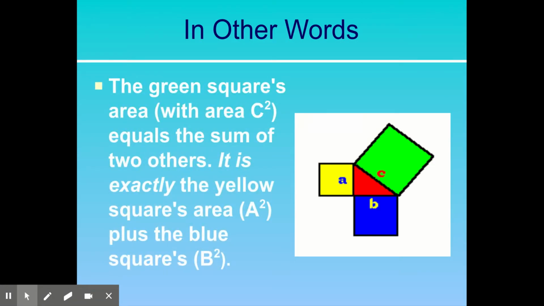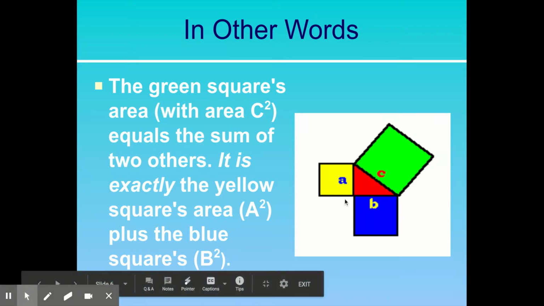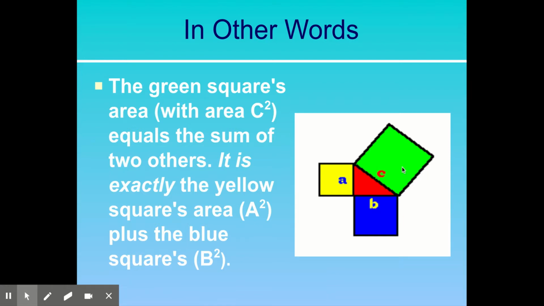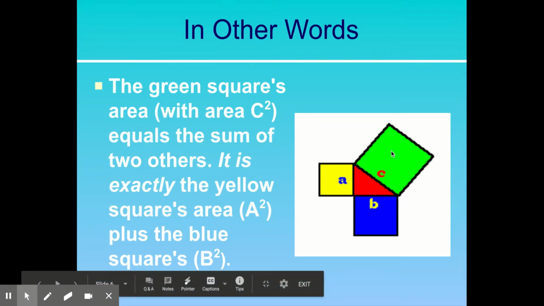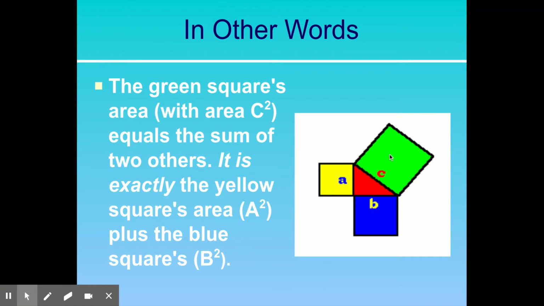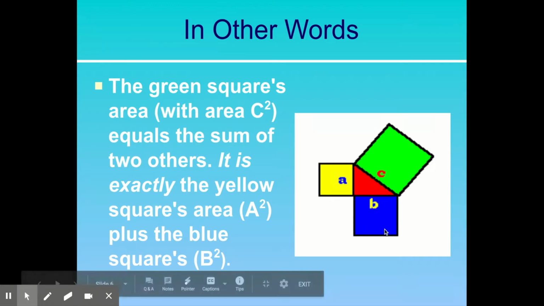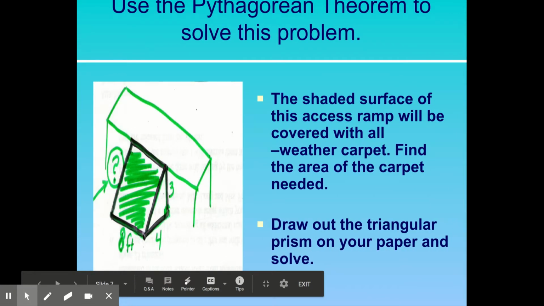So, the green square's area, C squared, equals the sum of the areas of A squared and B squared. So if I took A right here, this square, and added this square, it should evenly fit into this square right here. And that's the whole theory of it all, okay? So if I add this yellow square plus this blue square, you would get this green square. Just like in art, isn't it yellow plus blue, you get green, right? Okay. So let's look at it.